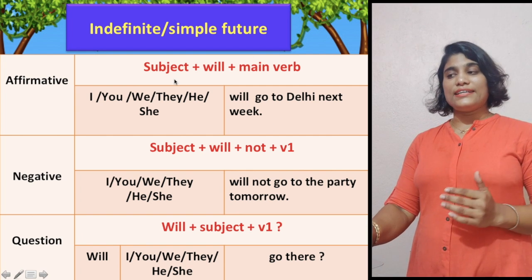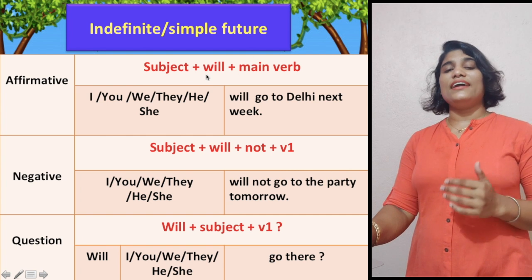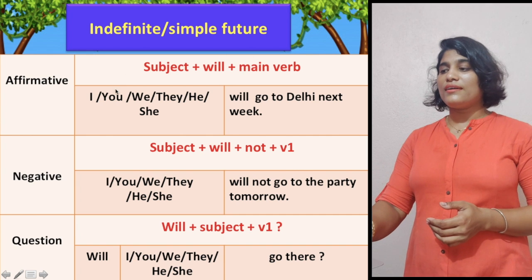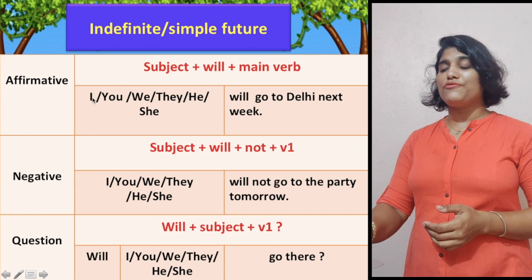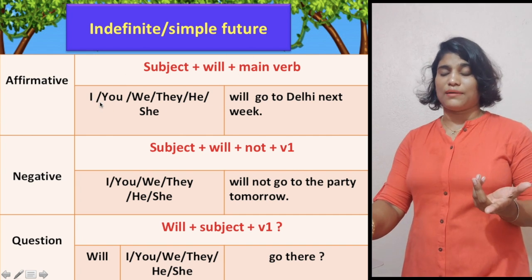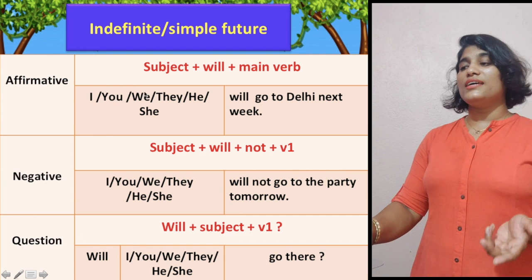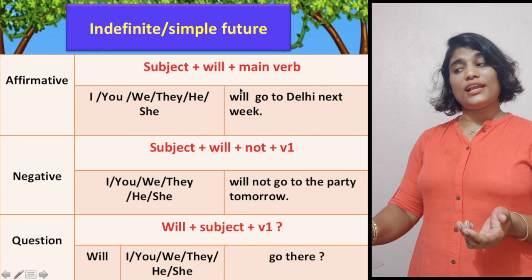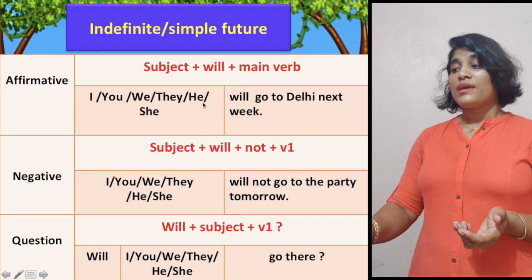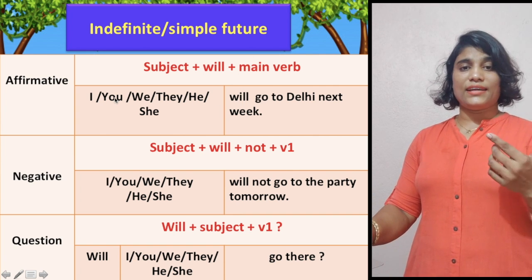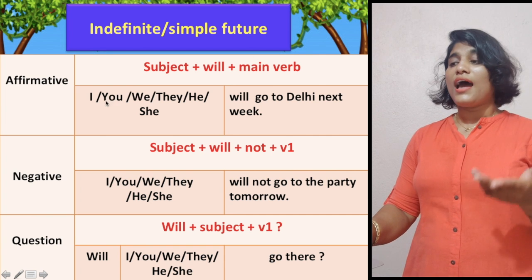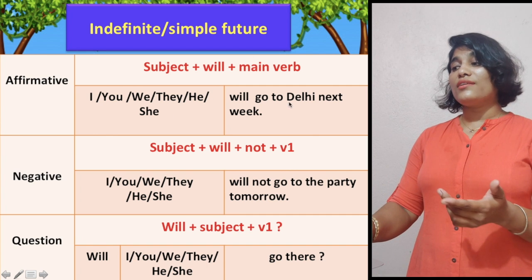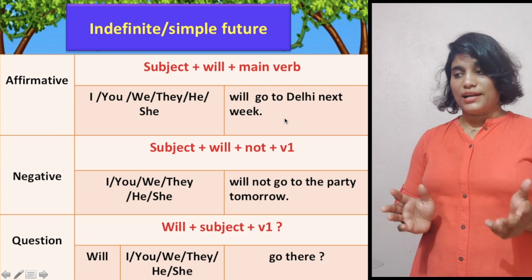Just write the subject at first, then use will, the auxiliary will, then the main verb. Here are the examples. You find the pronoun, there is a subject here, like I, you, we, they, he, or she. You have to use only will, then the main verb go. You can read the sentence in this way: I will go to Delhi next week. He will go to Delhi next week, similarly.